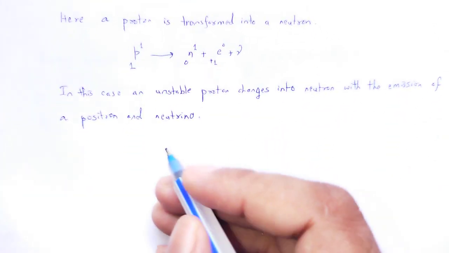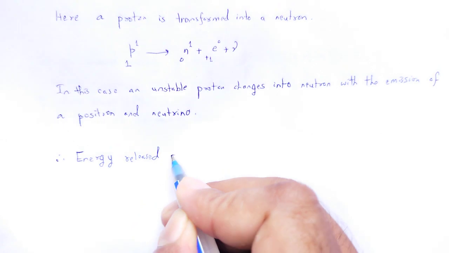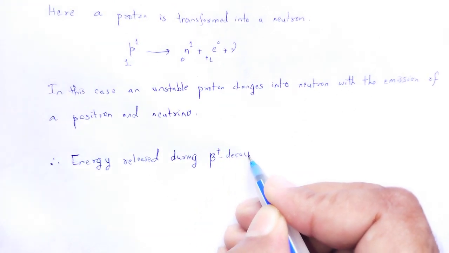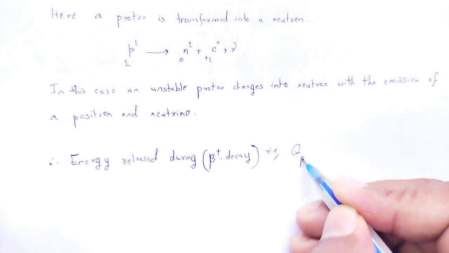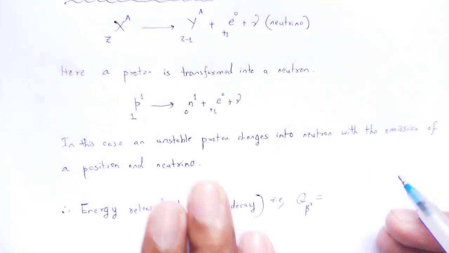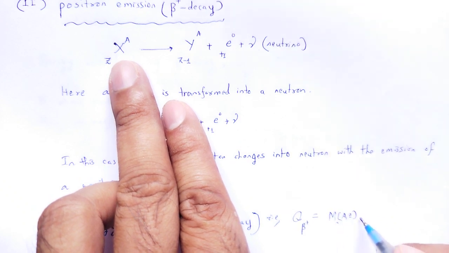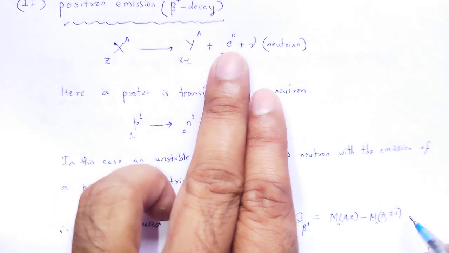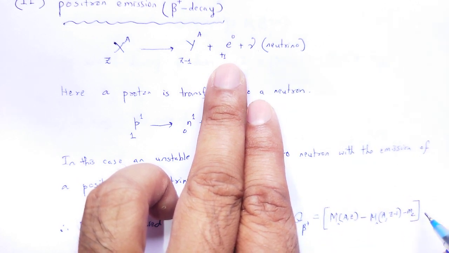Calculating the energy released during beta plus decay, that is Q beta plus, according to Einstein's mass energy relation, is the mass defect: the mass of this A Z, this is the notation, minus the mass of the daughter nucleus, minus the mass of the positron, same as the mass of the electron, times c square.